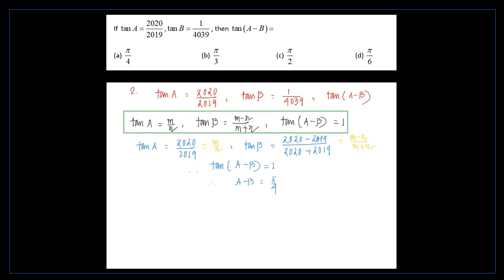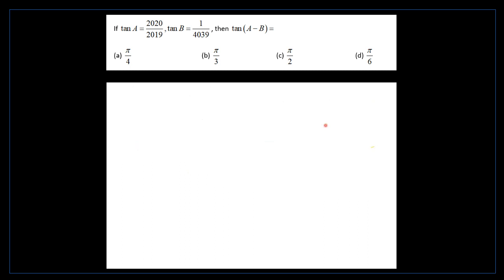Now, if we want to understand this format, that also you can do very easily. That is, if we are given tan A equal to m by n, tan B equal to (m minus n) by (m plus n), then we can find tan(A minus B). Now here tan(A minus B) is tan A minus tan B divided by 1 plus tan A tan B.